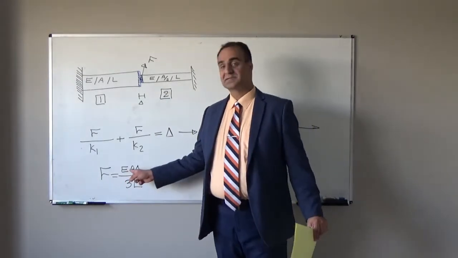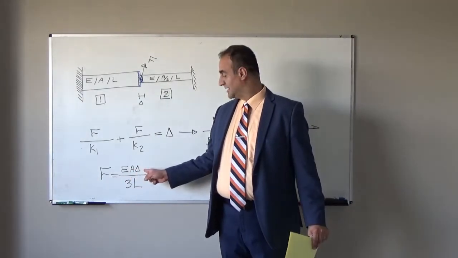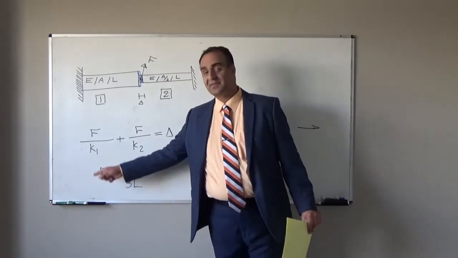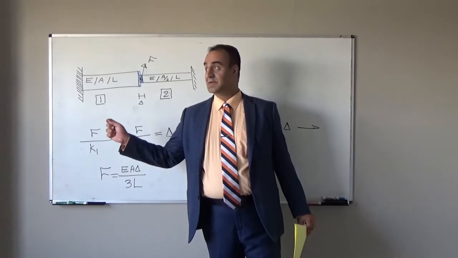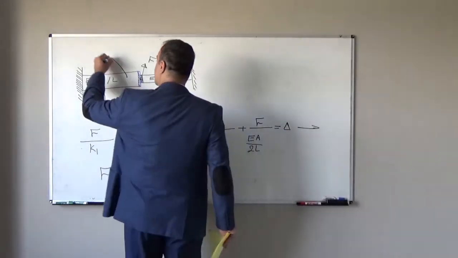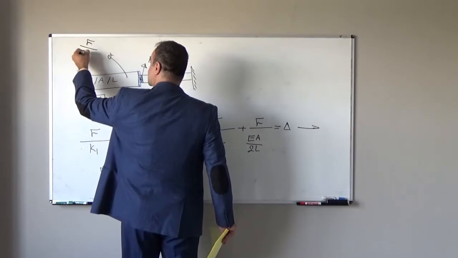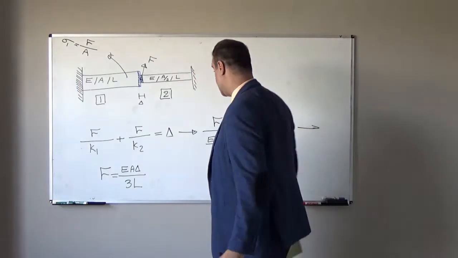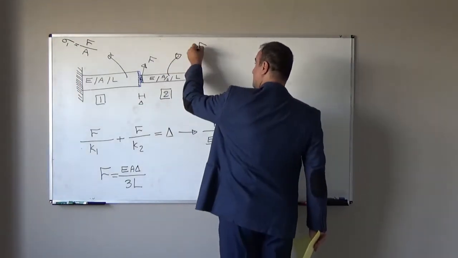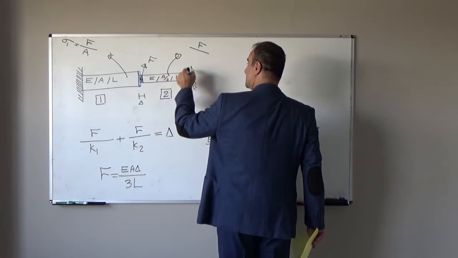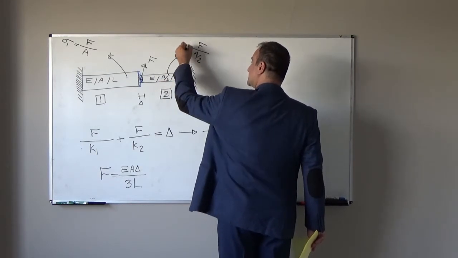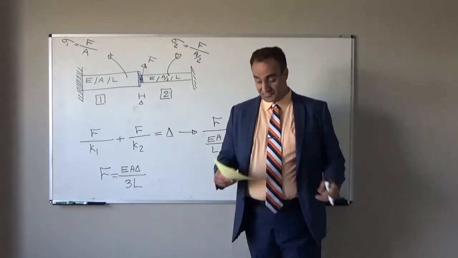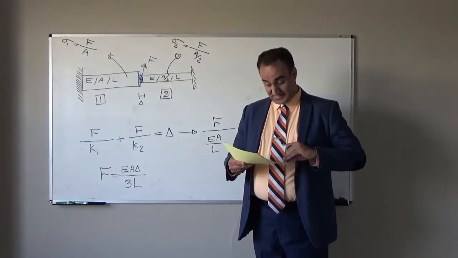Young modulus is known. Cross-sectional area A is known. Delta is the initial gap, it is known. 3L is length, it is known. So we can find internal force in this system. Internal force F divided by cross-sectional area here, we will have stress in rod number 1. Internal force F divided by cross-sectional area here, which is smaller, A over 2, we will find stress in rod number 2. That is another problem.